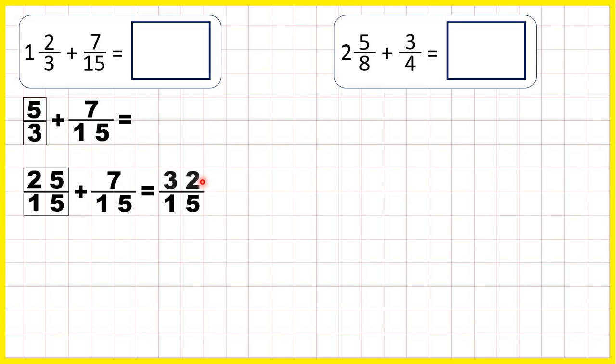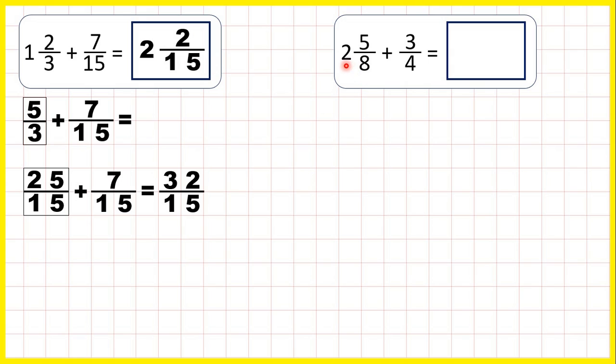We're adding 7/15, so we keep the common denominator, we keep the denominator the same in our answer, and 25 plus 7 is 32. Now, if we want to change that back into a mixed number, we need to divide. 32 divided by 15 is 2, remainder 2. Because 2 times 15 is 30, then we need 2 more to get to 32. Our denominator stays the same, so our answer is 2 2/15.